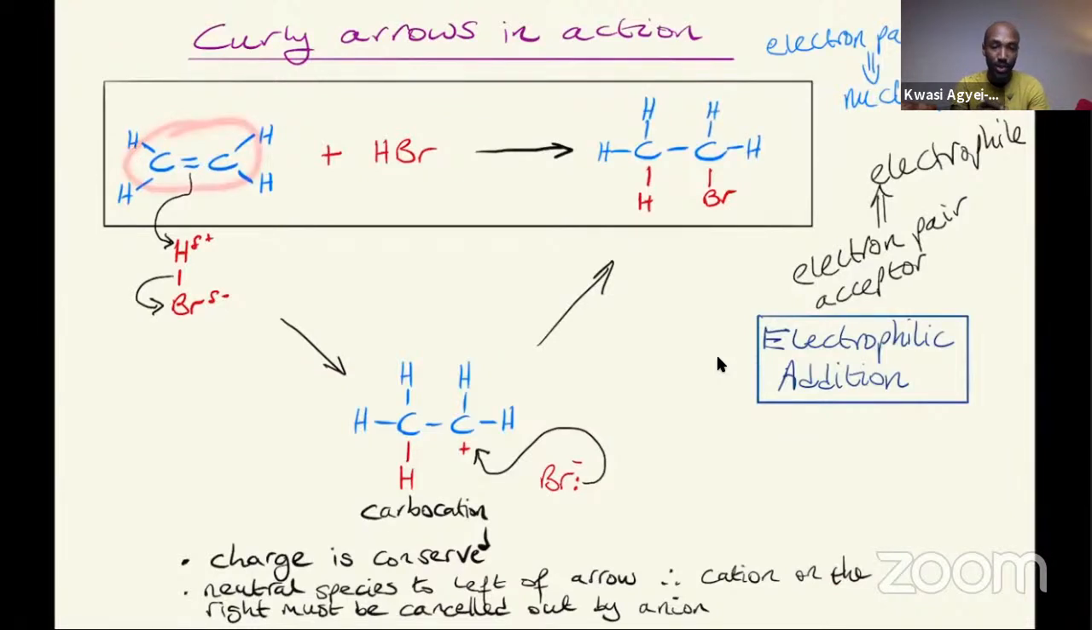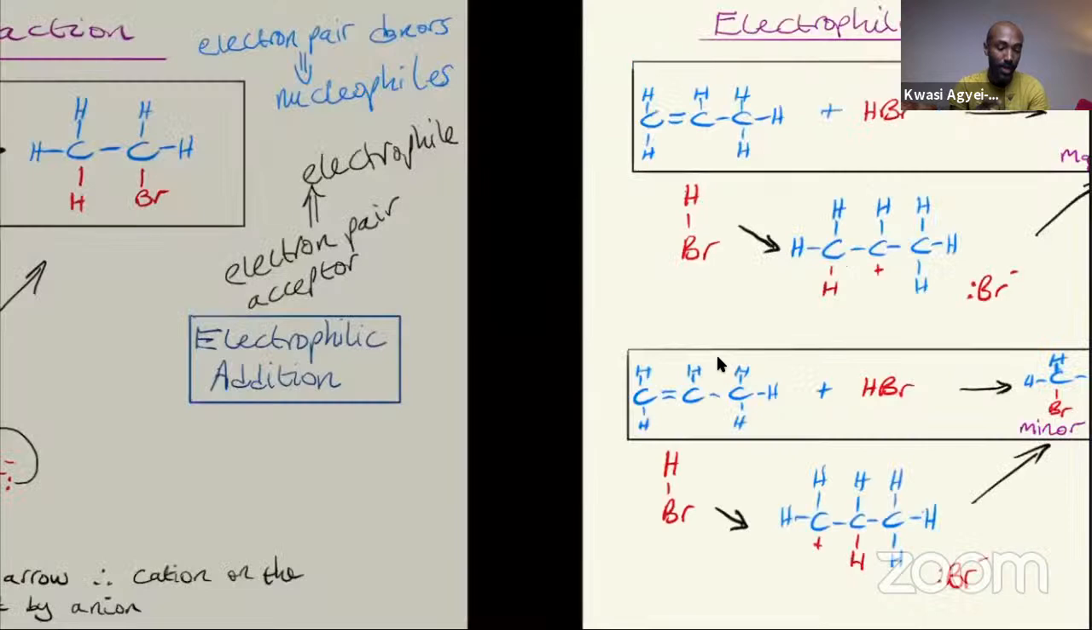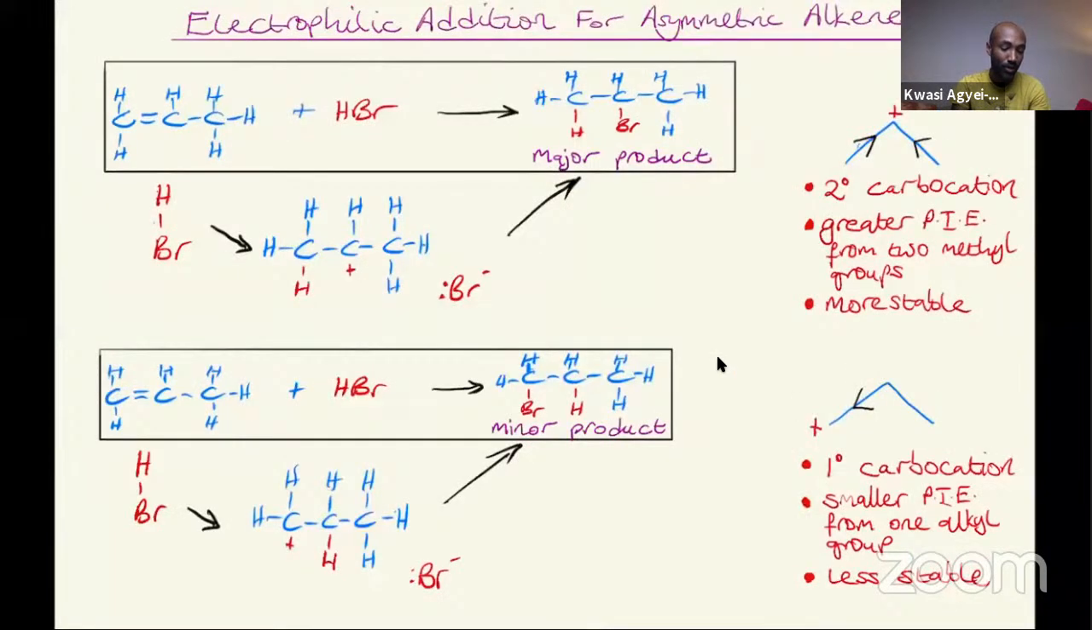The double bond is between two carbons, and each carbon has two hydrogens bonded to it. Here, you've got the double bond between the two carbons. This carbon has two hydrogens. This carbon here has a hydrogen and a methyl group bonded to it. So there is a lack of symmetry, an asymmetry there. And that means that there are two possible carbocations you can form. You can form this carbocation here, and you can also form this carbocation here.